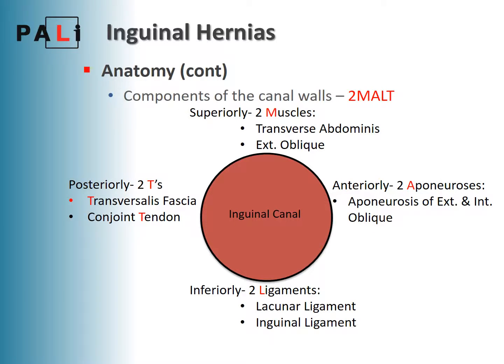It's also useful to know something about the components of the inguinal canal, with the components of the canal wall being represented by the acronym 2-MALT. This refers superiorly to it consisting of two muscles, the transverse abdominis muscle and the external oblique, anteriorly by the aponeuroses of the external and the internal oblique muscles, inferiorly by the lacunar ligament and the inguinal ligament, and posteriorly by two T's, the transversalis fascia and the conjoint tendon.